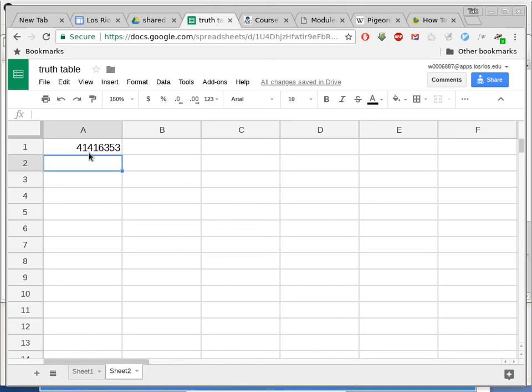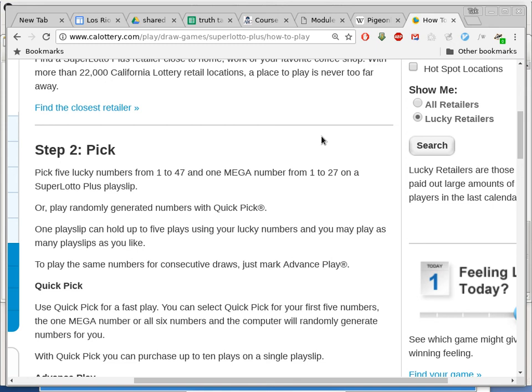Is that okay? Now, other than this, there's only one person that can win this prize. So the chances of winning the jackpot is 1 in 41 million. Is that okay? What about the other prizes? Because if you check out their website, there are other ways to win the Super Lotto too.